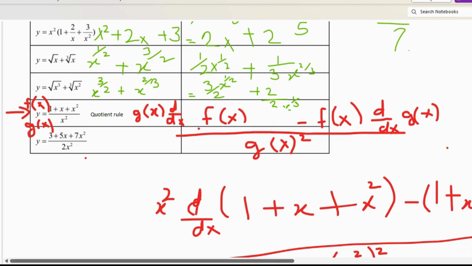Likewise, this is what all you got to do. So you would pretty much do the similar thing in the next question. You will take the derivative. You would label the top as f of x and the bottom as g of x, and you would use the quotient rule formula. And while using that, the quotient rule says that this would stay the same, so it would become 2x squared.